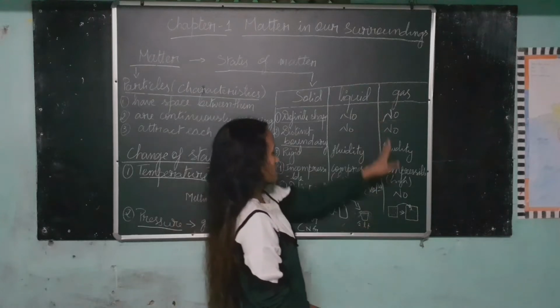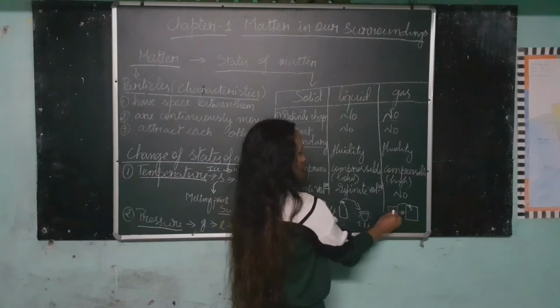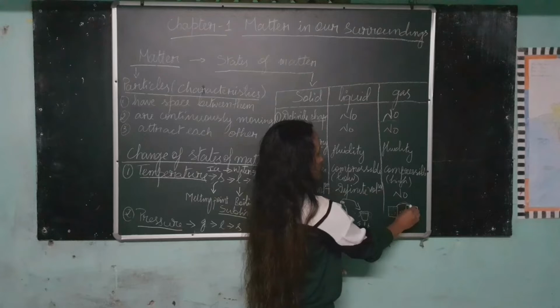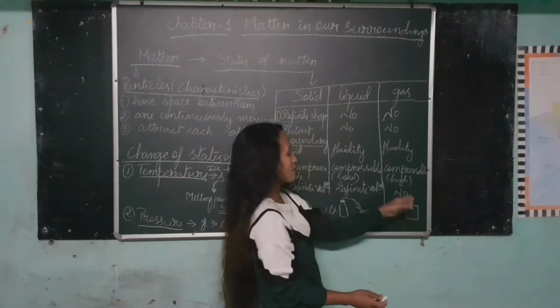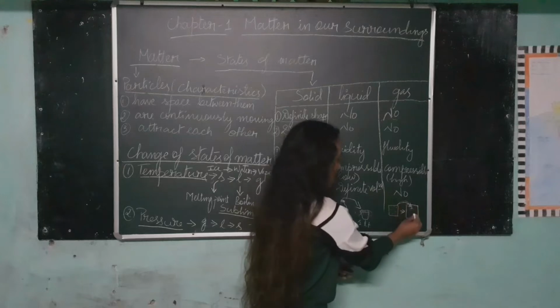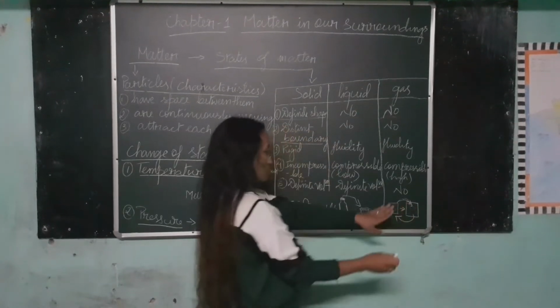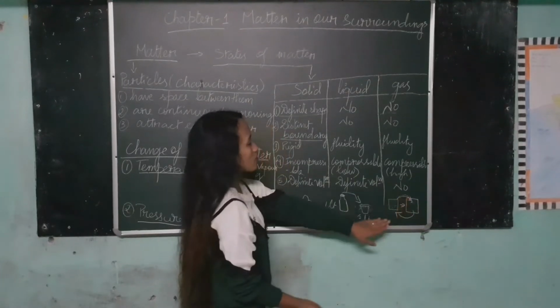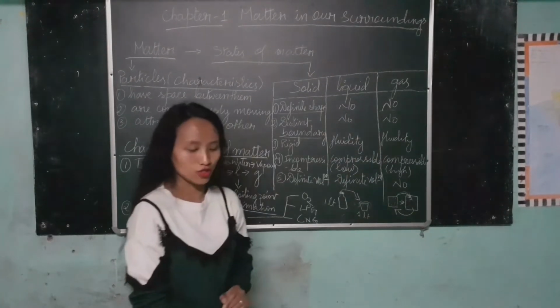But here in gas, see, this is a small container filled with gas. Now if I pour it here, it is going to take the shape of this container and then it's going to be filled, okay? And even if I pour this into here, the smaller one, it is going to occupy this space, just as it occupied this bigger space. So from here we can see that it does not have a definite volume.